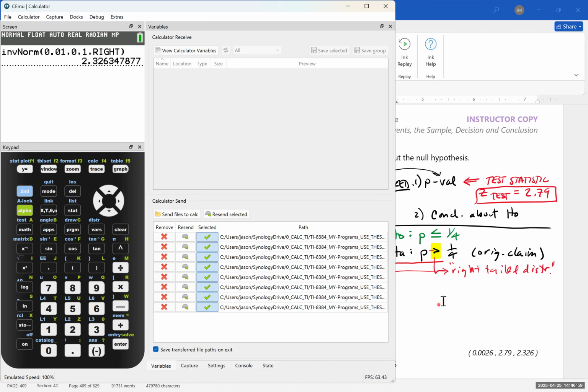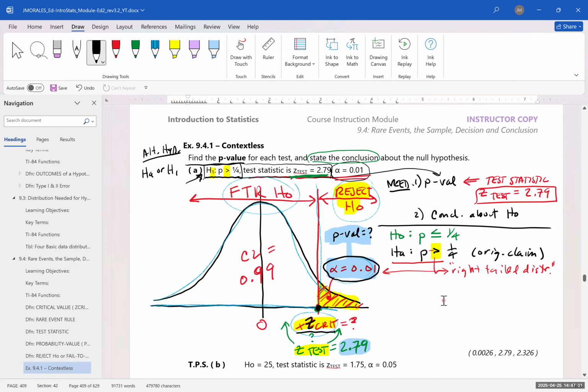2.326. So the z critical value is 2.326. Okay, so this number right here is 2.326.